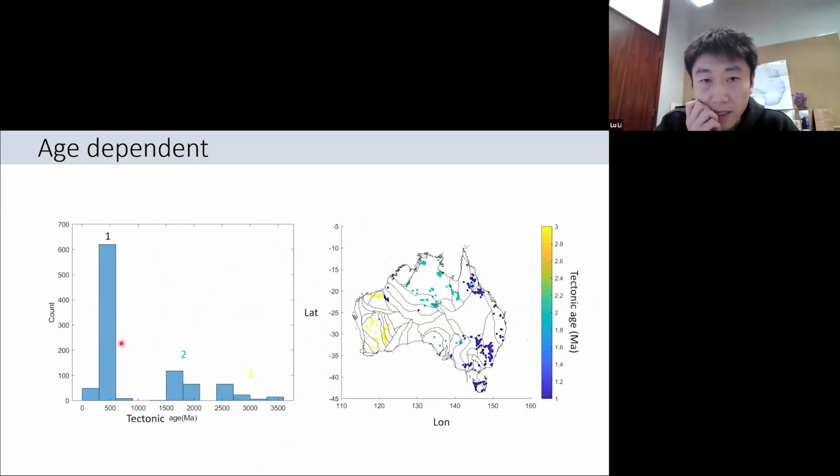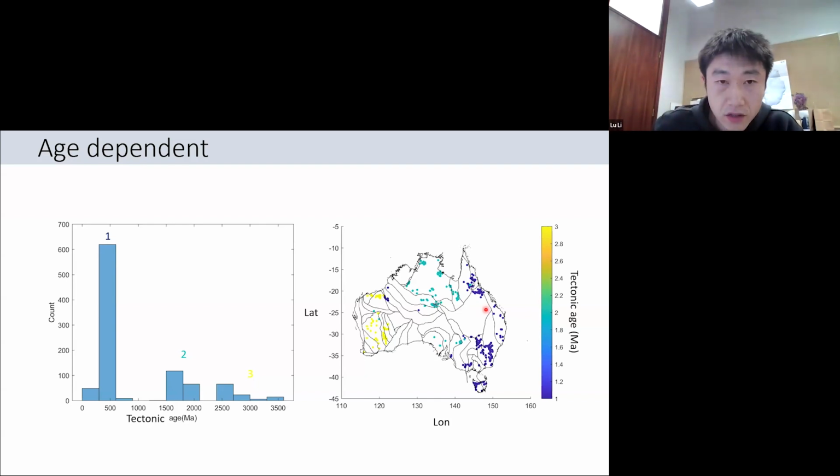So basically, we see the very old Western Australia, then the Proterozoic North Australia Craton, and then we have relatively young material in the east. So we have three different clusters in terms of the data we're going to look at.